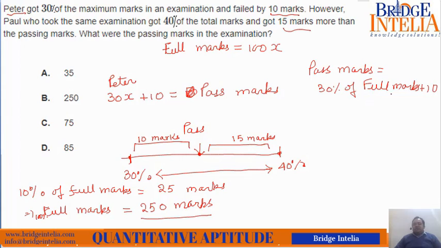So if somebody wants to calculate the full mark, pass marks, so first calculate this 30% of full marks plus 10. So what is full marks? So this is equal to 250. So 30% of 250 plus 10. So 75 plus 10. So that is equal to 85.